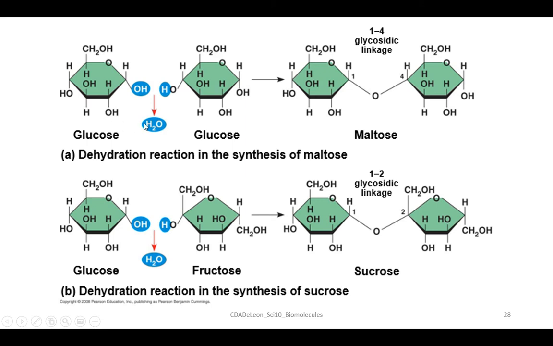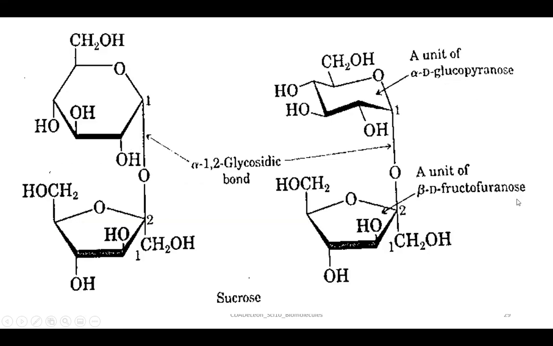So glucose under the dehydration process, which is the losing of water, makes maltose, a disaccharide compound with a glycosidic linkage. Another dehydration reaction between glucose and fructose. So we omit the water to form sucrose. Another, we have a glycosidic linkage in this part. So this is another representation of sucrose.